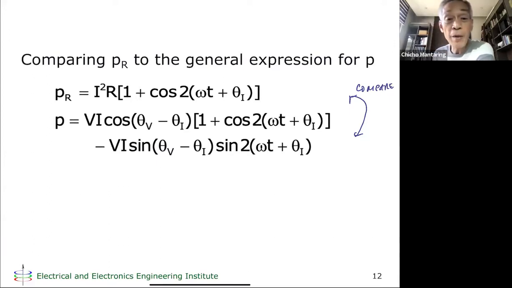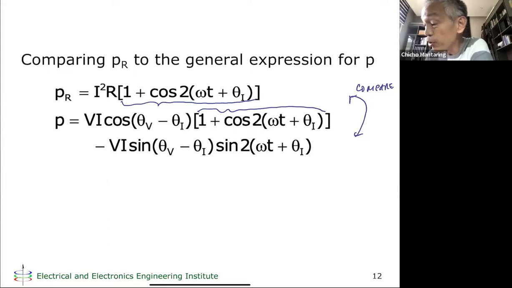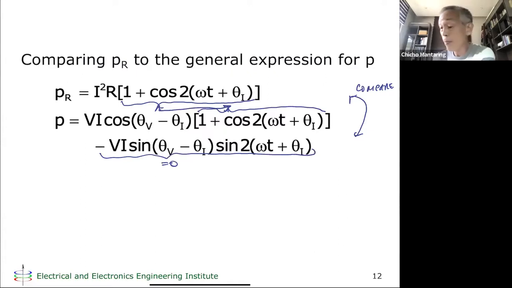Okay. If I compare these two, unang-una, we see that this and this are the same term, ano? So ito magkapareho. These are the same. Okay. So what does that mean? That means that since wala nang ibang term dito, ang ibig sabihin niyan, this must be equal to 0. This must be equal to 0.